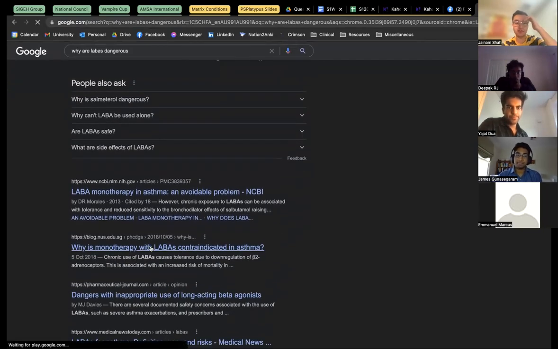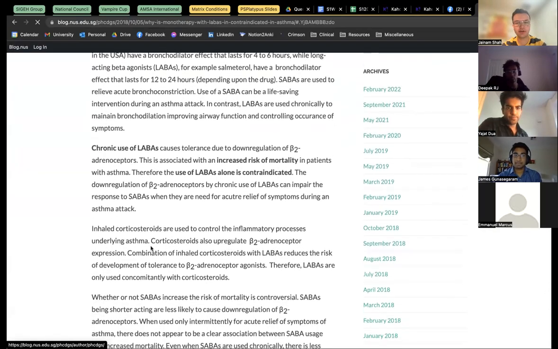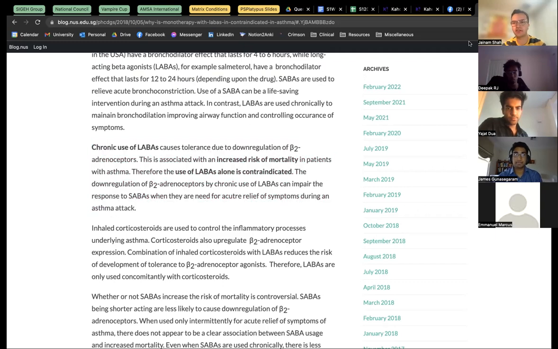The only thing is, I also saw this website. Can't verify whether it's actually correct or not, but they also say this: downregulation of beta-2 adrenoreceptors, therefore SABAs won't be effective anymore, which is dangerous. But I guess it's kind of a combination of both. So whichever one you get in the exam, just pick that one. Don't think you need to really understand.